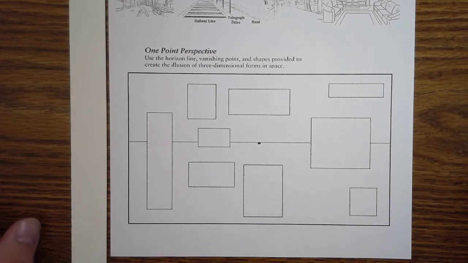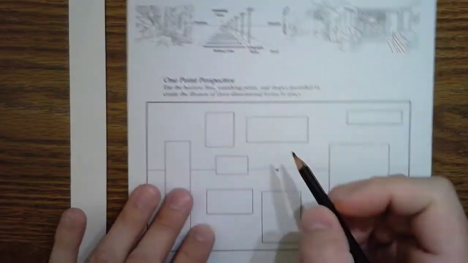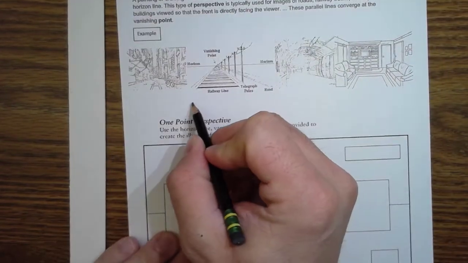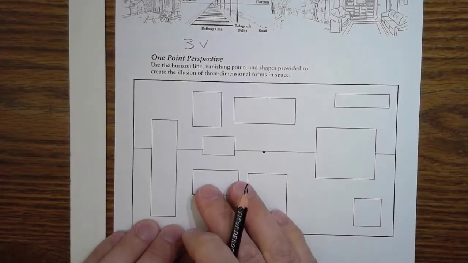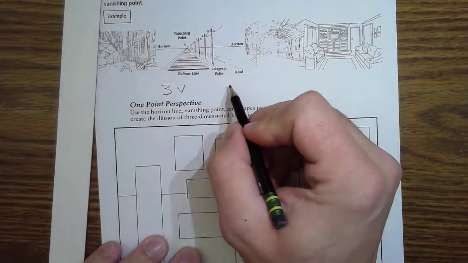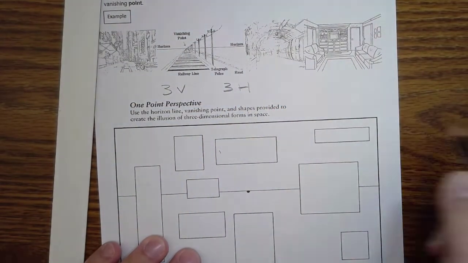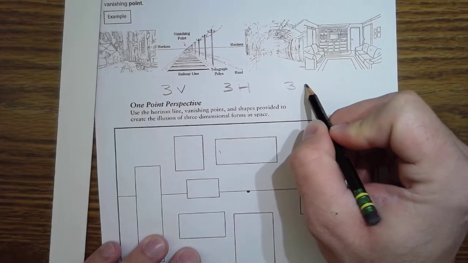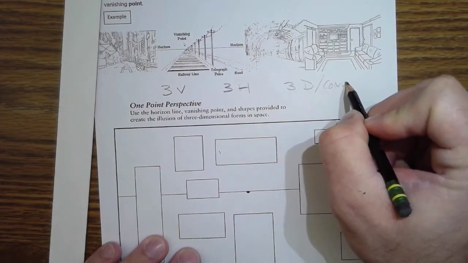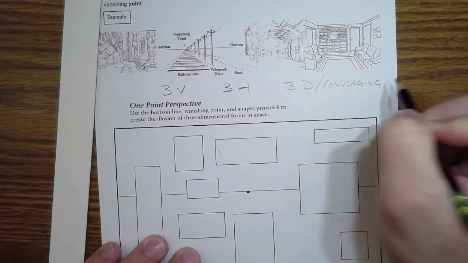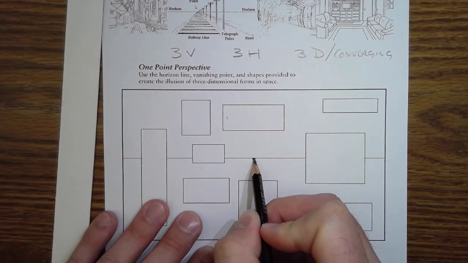So with one-point perspective, we're going to have groups of three lines. Always, always, always, we're going to have three verticals unless the form is in a certain place. We're going to have three horizontals and three sets of diagonals or converging lines, all going back to this vanishing point and only that vanishing point.